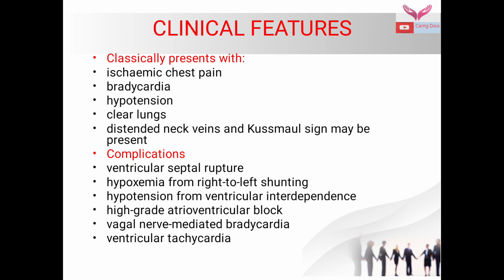Patients with right ventricular myocardial infarction present with ischemic chest pain, bradycardia, and hypotension. They have clear lungs, and may have distended neck veins and Kussmaul sign, that is Kussmaul type of breathing. The complications are ventricular septal rupture, hypoxemia from right to left shunting, hypotension from ventricular interdependence, high grade AV block, vagal nerve mediated bradycardia, and ventricular tachycardia.